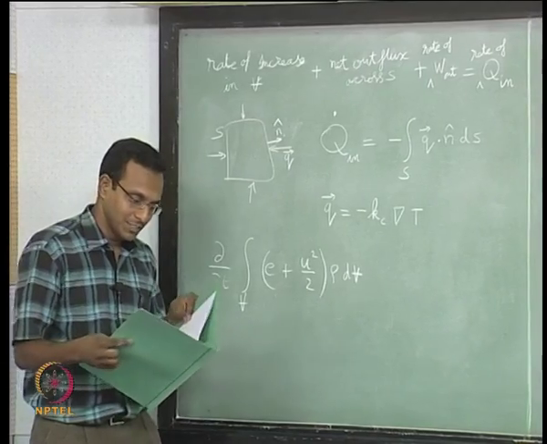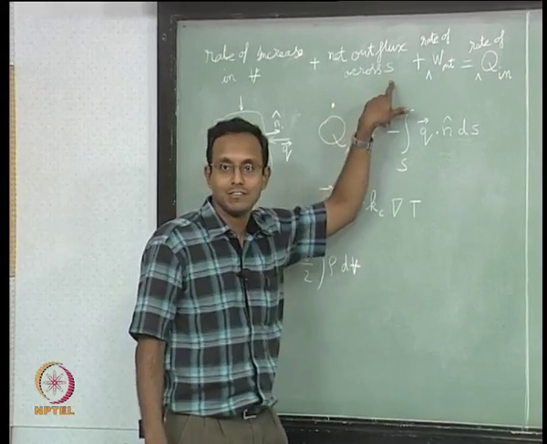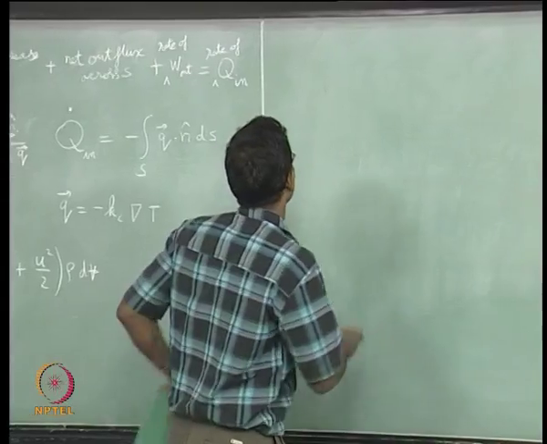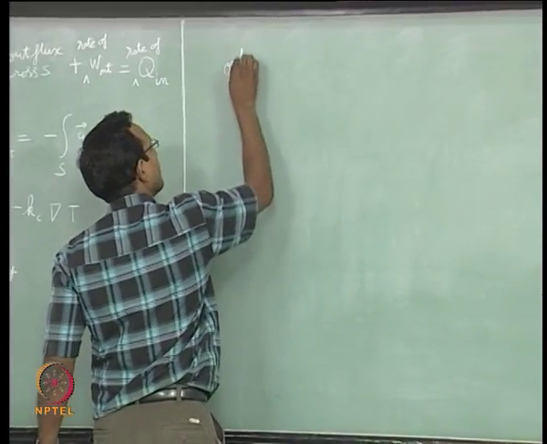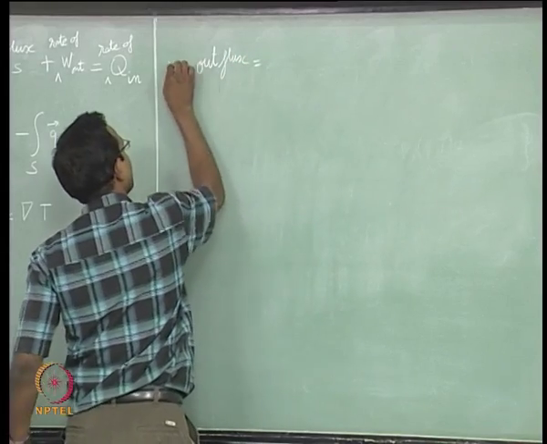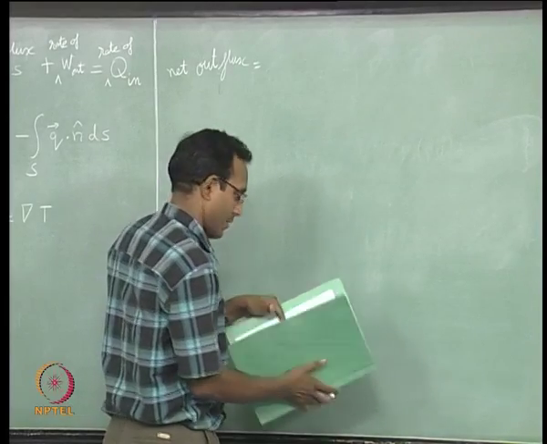Now, the next term is energy outflux, that is this net outflux across S. What outflux? Energy outflux, the rate of energy going out across the surface. I have to say net outflux.